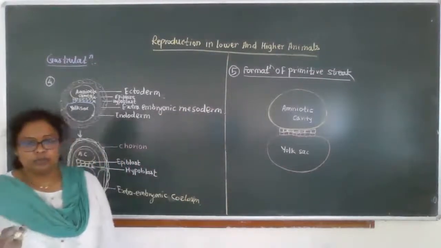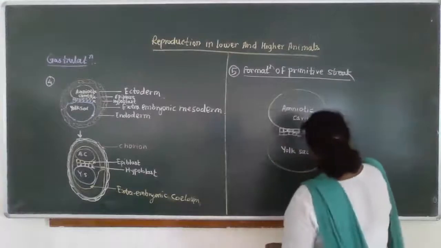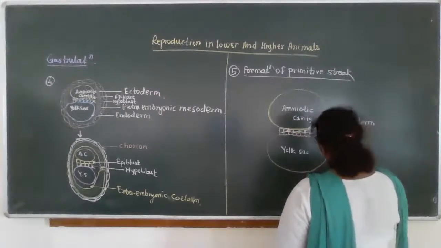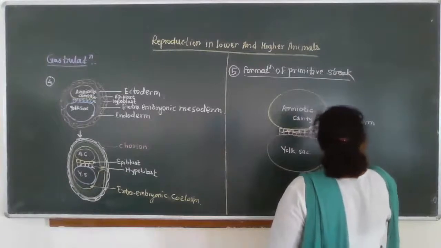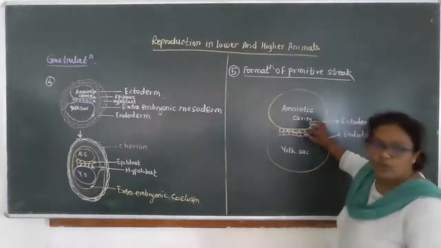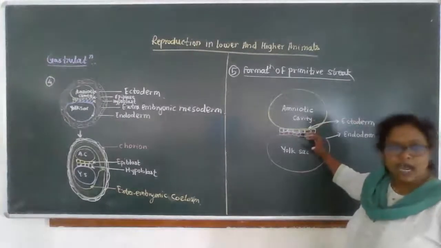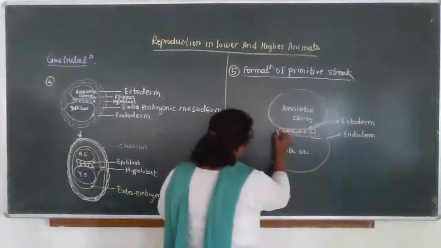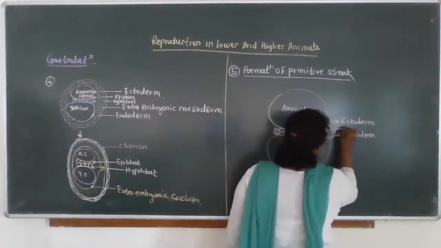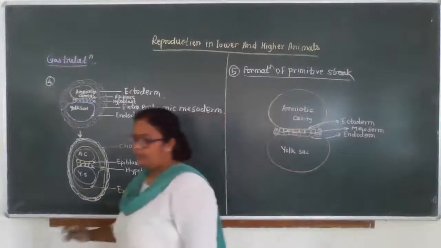So what happens during primitive streak formation? As you know, this layer forms the ectoderm. This layer forms the endoderm. To this side further on, these cells start dividing to form the mesoderm. These are forming the mesoderm. So the mesoderm is here.